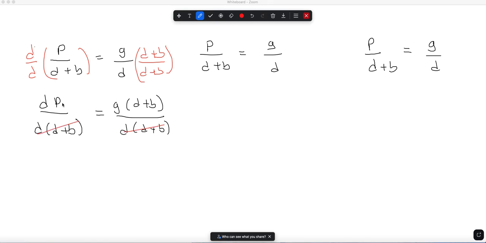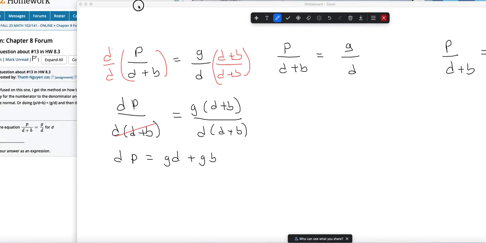I'm going to cancel those out because if I have x over 5 equals 9 over 5, you pretty much know that x is going to be 9. So that's what I'm going to do here, just set these equal now. So then we have dp would equal gd. That really doesn't look like a... Try a little better. dp equals gd and then gb.